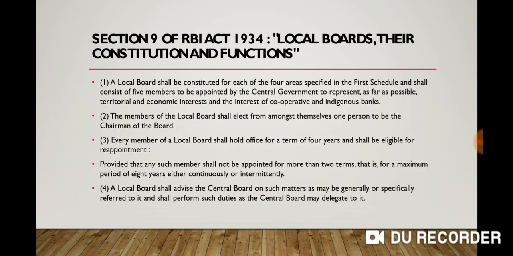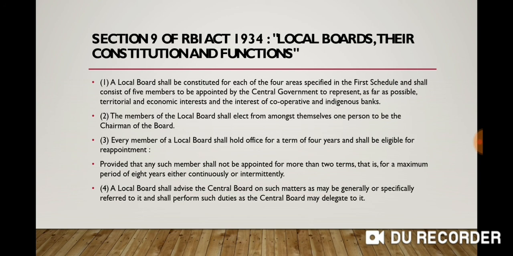Section 9 of RBI Act 1934. Local boards, their constitution and functions. A local board shall be constituted for each of the four areas specified in the first schedule and shall consist of 5 members to be appointed by the central government to represent, as far as possible, territorial and economic interests and the interests of cooperative and indigenous banks. The members of the local board shall elect from amongst themselves one person to be the chairman of the board. Every member of a local board shall hold office for a term of 4 years and shall be eligible for reappointment, provided that any such member shall not be appointed for more than 2 terms, that is, for a maximum period of 8 years, either continuously or intermittently.